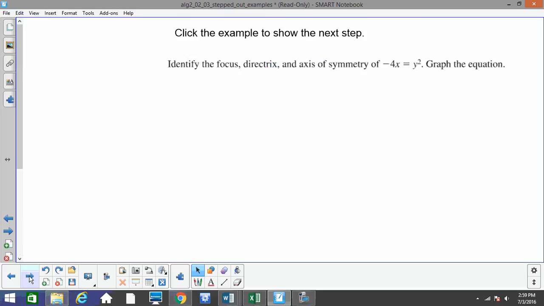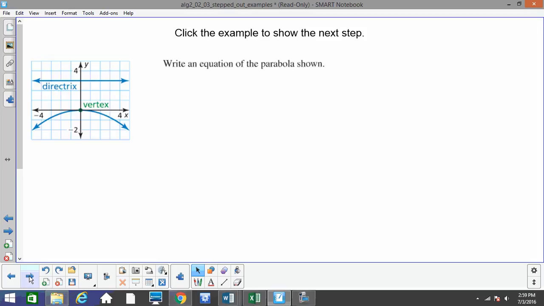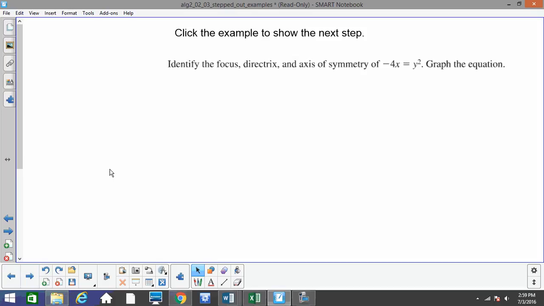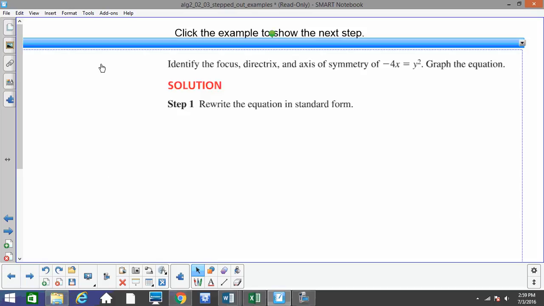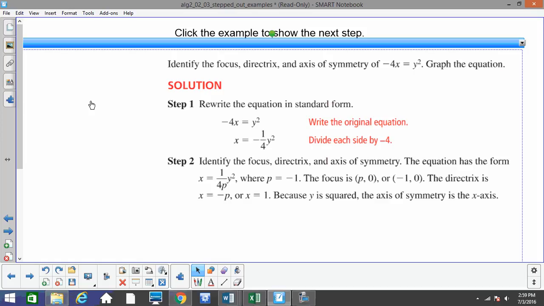So let's go ahead and identify the focus, directrix, and axis of symmetry for -4x equals y squared. So we're going to first rewrite this in standard form. Divide by -4, and you get x equals -1/4 y squared. So now we need to identify the focus, directrix, and axis of symmetry. Well, it's x equals 1 over 4p y squared. So in this case, p is going to be -1.